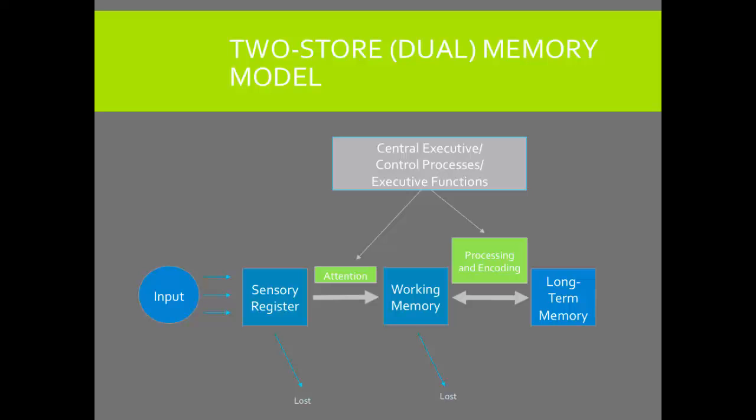One of the most common of the information processing theories that I mentioned that we talk about today uses what is called the two-store or dual memory model. So we can start on the far left with the sensory input. This input is everything in the world around us that can be experienced through any of our senses.